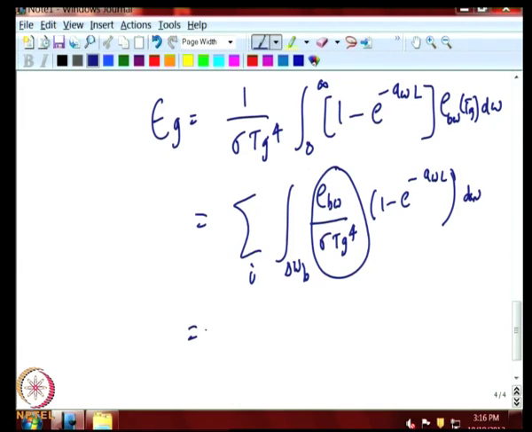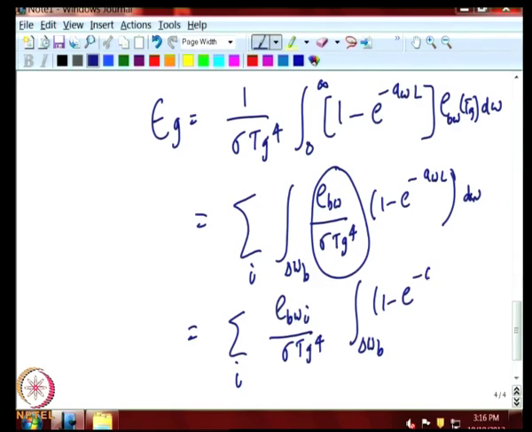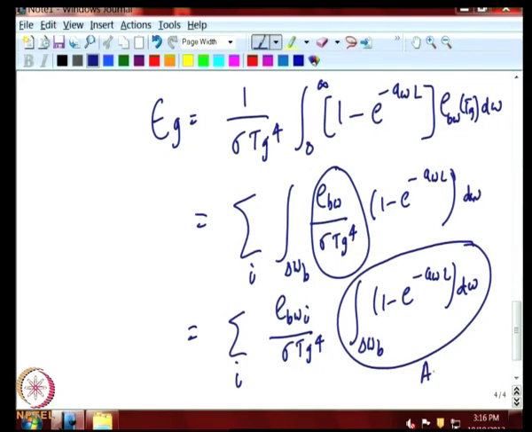So, you can write this as the black body function at the center of the ith band, and then you have a simple integration only of the absorption coefficient. So, this integration is easy to perform because the black body function has been separated out because it is slowly varying, and this is available in many sources. This is called the band absorptance of the ith band.